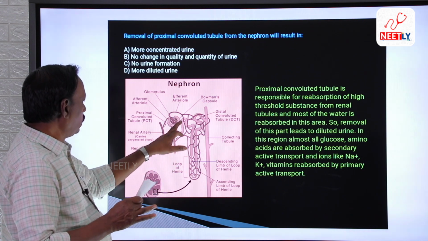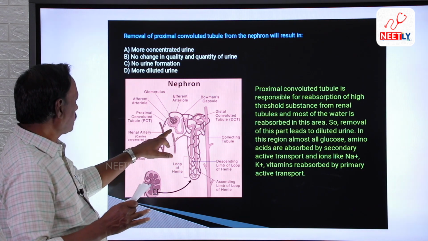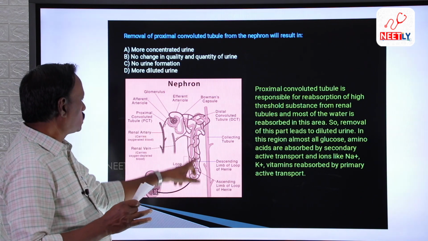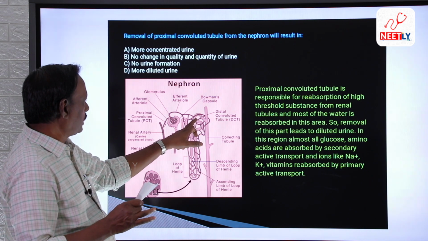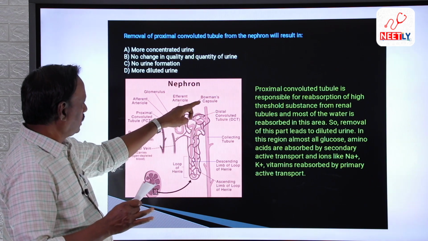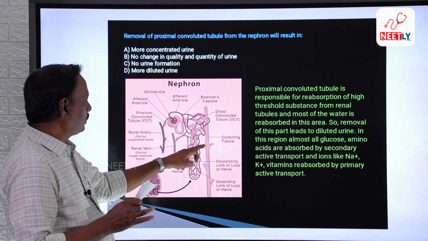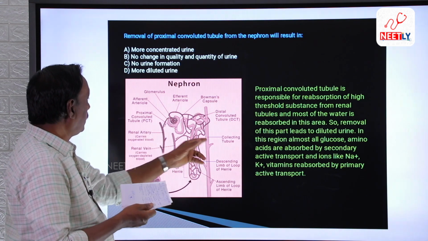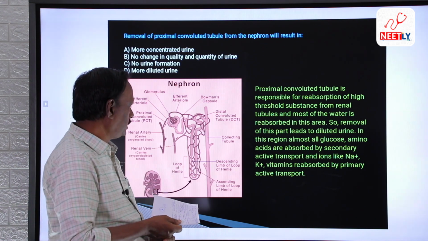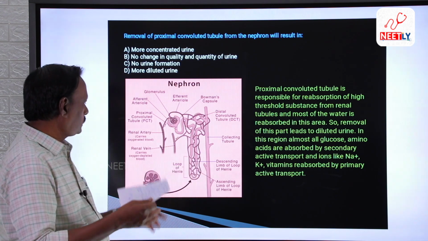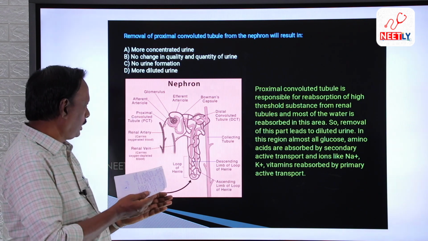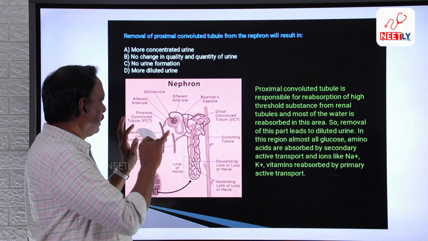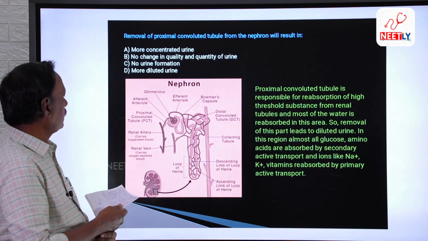Then you can find the loops. The first one is the proximal convoluted tubule, then Henle's loop, then distal convoluted tubule. This distal convoluted tubule connects into the collecting tubule. The collecting tubule collects the urine from different nephrons in that region, and finally all the collecting tubules join together and form a ureter. So this is the structure of the nephron.